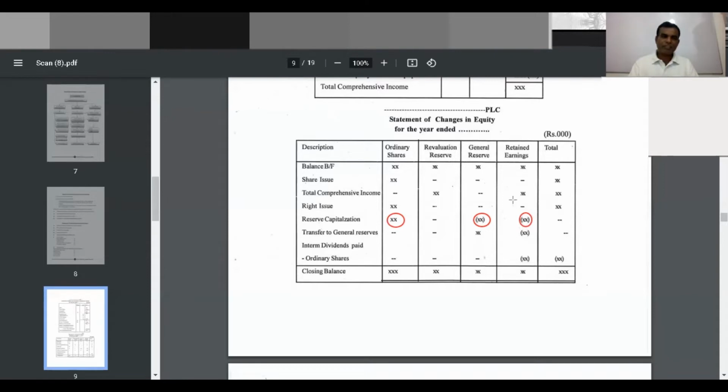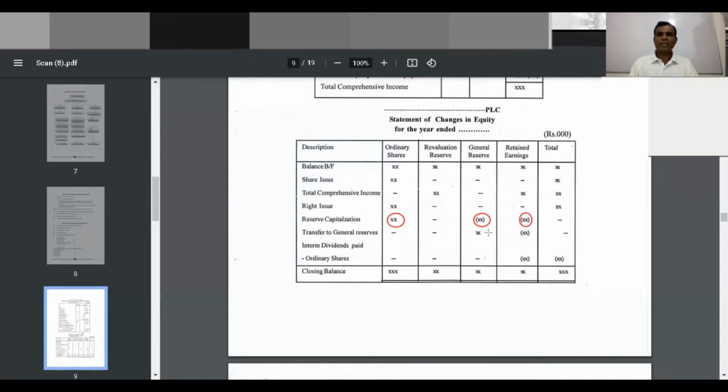If there is a deficit for capitalization, that deficit can be taken from the general reserve. Understand? For example, assume the value of the bonus share issue is 1,000. Here in the retained earning account, the balance remaining is 900, but the bonus share issue is 1,000. So that 900 should be taken from the retained earning account, and the rest, 100, should be taken from the general reserve.